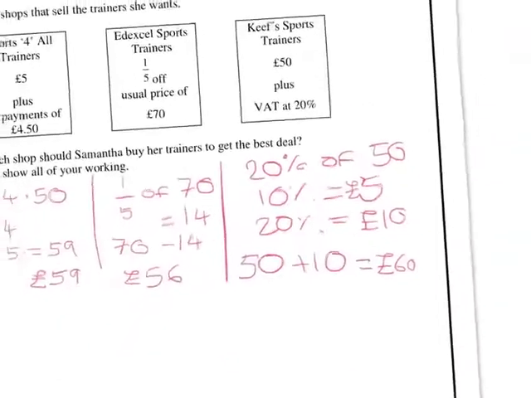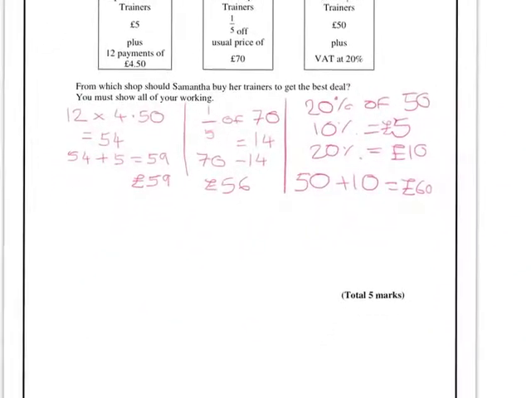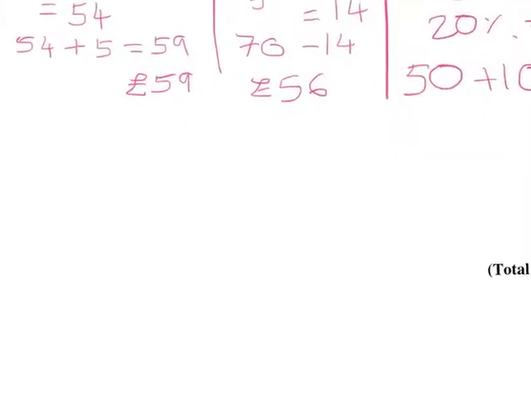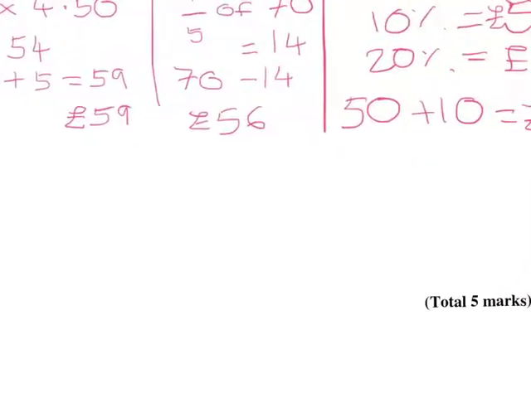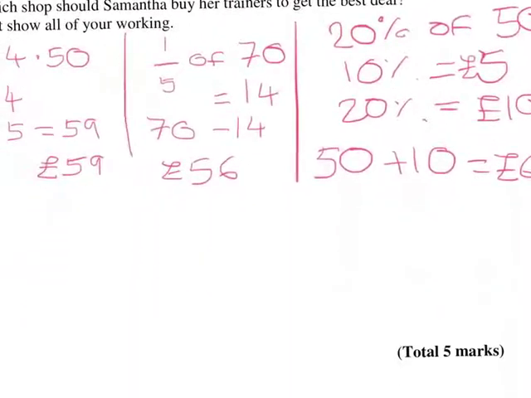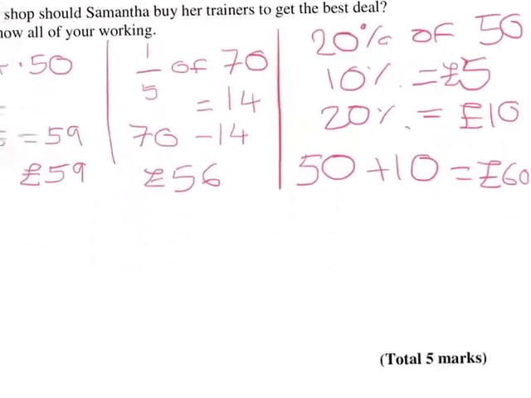Okay, so the question does say which shop would Samantha buy trainers to get the best deal, so we need to say, let's just zoom in a little bit and make a bit more space. We need to say, well, the cheapest here is clearly going to be the £56 in the middle. So £56 in the middle comes from Edexcel sports trainers.